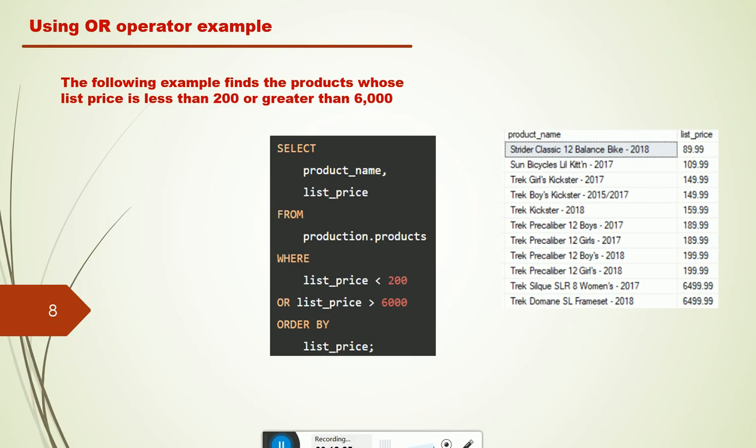So you can specify the criteria using the OR operator. If either one condition is true, your result will be true. That means you will retrieve the information. So here list price is less than 200 and list price is greater than 6000. Both related records have been displayed.